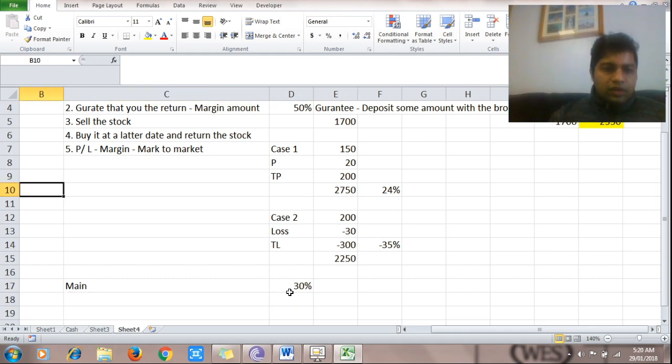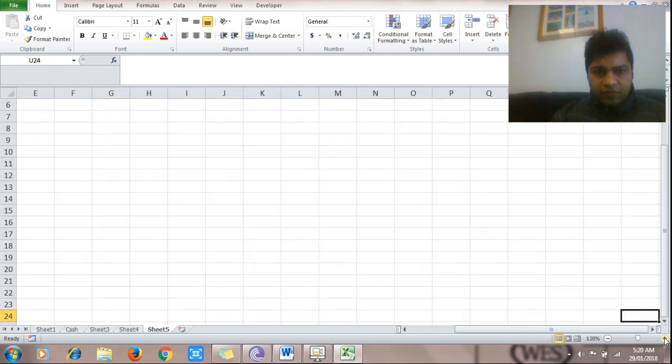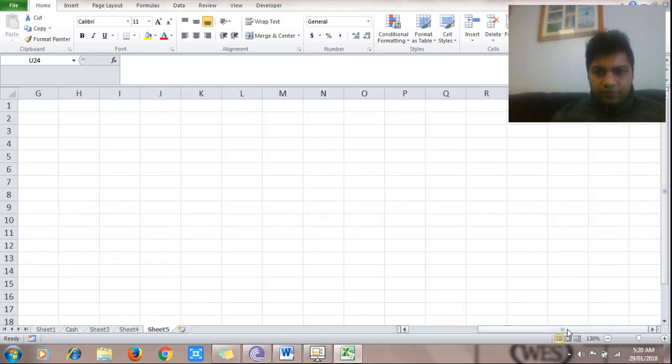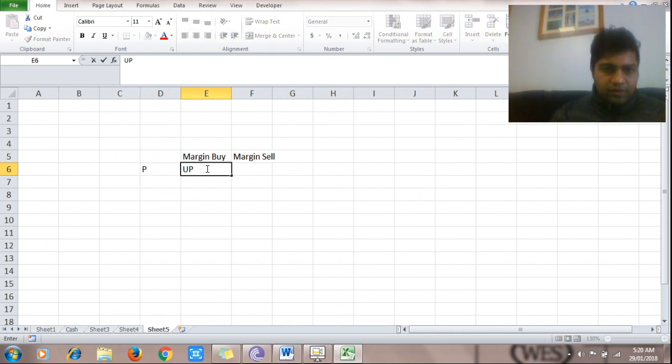Okay, so just to summarize the entire discussion that we had, there are two types of trade: margin buy and margin sell. I'll just zoom in so that the visibility is better. So when does margin buy benefit? When the stock goes up. So I am writing profit when the stock goes up. When does margin sell benefit? When the stock goes down. So you get profit when the stock goes down.